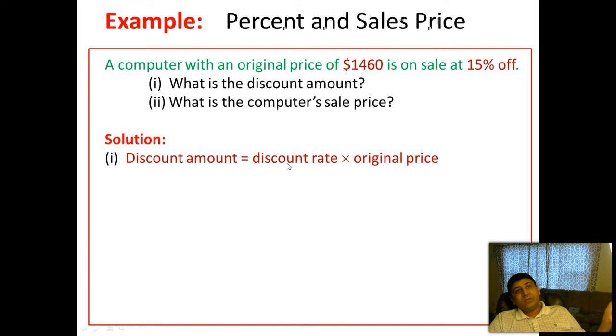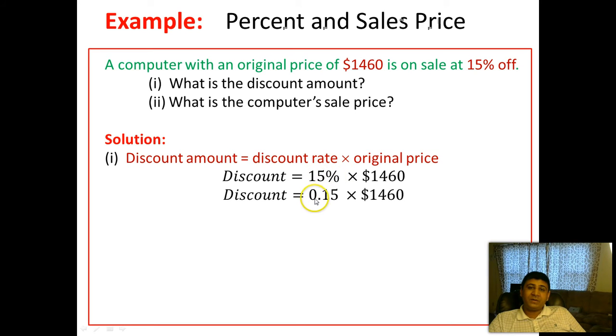Again, going back to the same formula, A is equal to P times B. So discount rate multiplied by the original price here. So the discount is 15% times the 1460. This we must write in decimal notation. Okay, so 15% means 0.15 in decimals. Multiply these two, and your discount will be $219. So if you buy a laptop now while it's on sale, you will save $219.